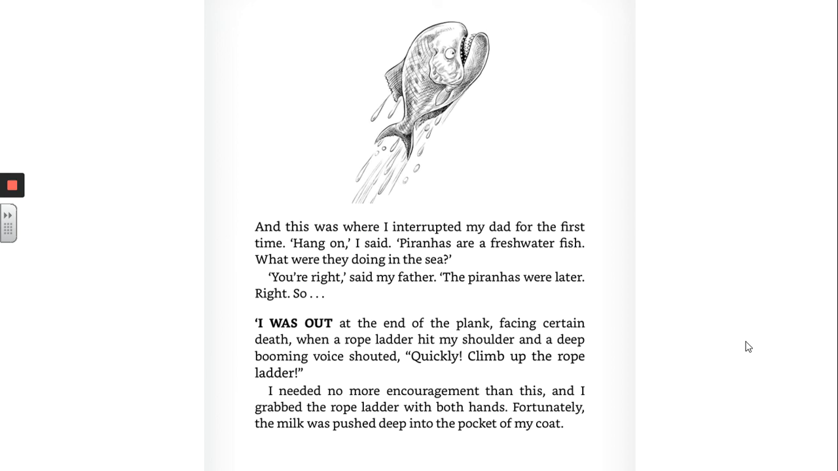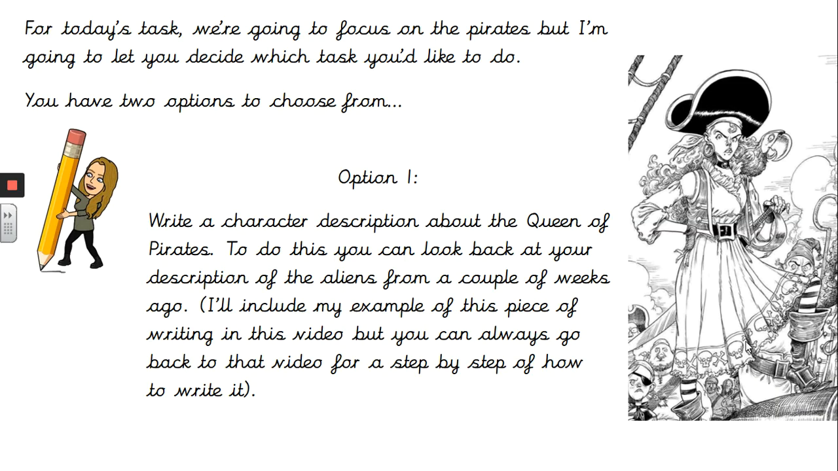I needed no more encouragement than this, and I grabbed the rope ladder with both hands. Fortunately, the milk was pushed deep into the pocket of my coat. Okay, that's all we're reading for today.